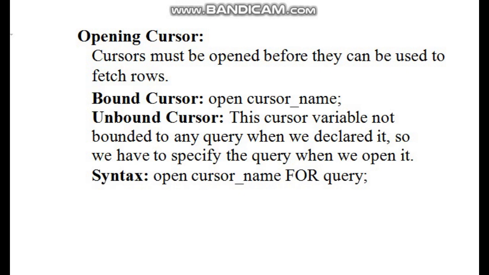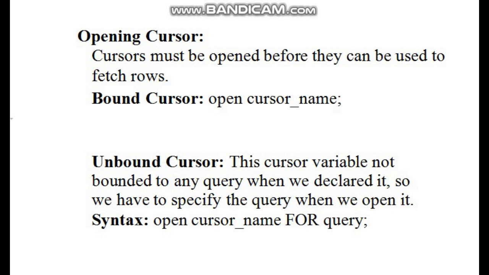Second is opening the cursor. First you have seen how to declare the cursor, now you are seeing opening the cursor. Cursors must be opened before they can be used to fetch rows. This is how you open a bound cursor: OPEN cursor_name. For example, you can write OPEN CUR1 and a semicolon. This is how you are going to open the cursor.